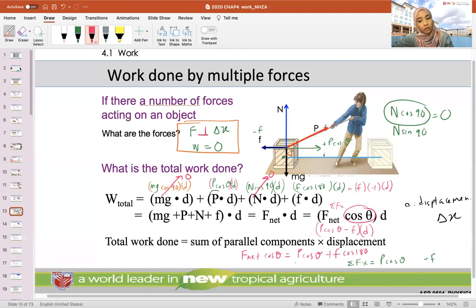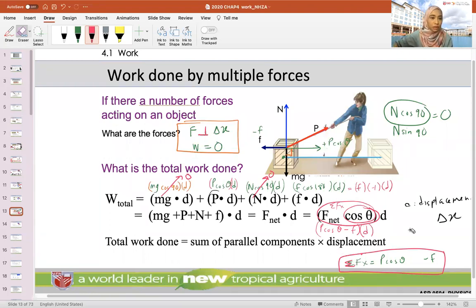But I feel like this is going to be confusing to some of you. So I prefer that you find net Fx, or the net F that is parallel to your displacement. Find it like this, use the skills that you got from chapter 3 and put it as your F here, and you will directly get the answer. No headaches about positive or negative. If you use the equation F net cosine theta, you have to think about positive and negative differently. So use the skills that you have learned in chapter 3 and plug it in. Okay, so net Fx only.